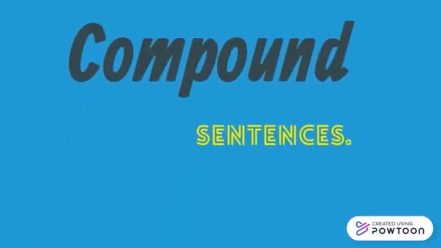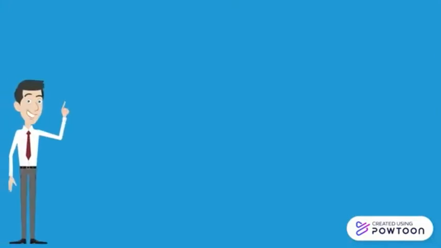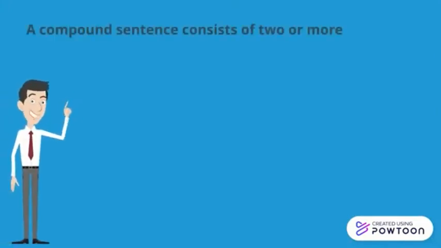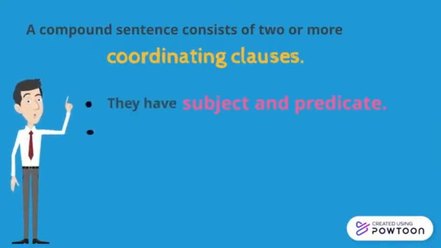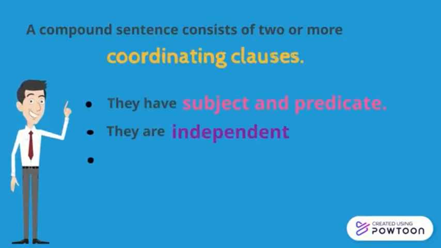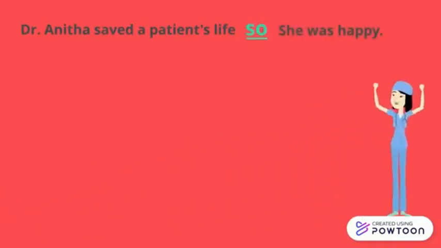Compound sentences. A compound sentence consists of two or more coordinating clauses. They have subject and predicate. They are independent and convey complete meaning. Read the following example. Dr. Anita saved a patient's life, so she was very happy.